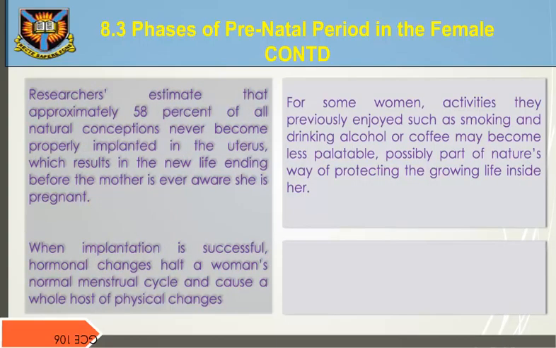Researchers estimate that approximately 58% of all natural conceptions never become properly implanted in the uterus, which results in the new life ending before the mother is ever aware she is pregnant. When implantation is successful, hormonal changes halt a woman's normal menstrual cycle and cause a whole host of physical changes. For some women, activities they previously enjoyed, such as smoking and drinking alcohol or coffee, may become less palatable, possibly part of nature's way of protecting the growing life inside of her.